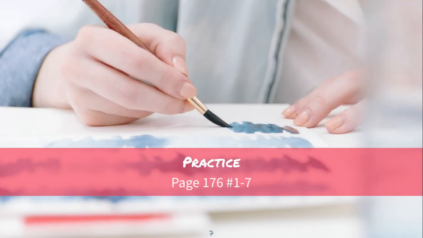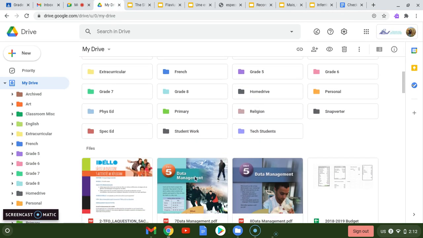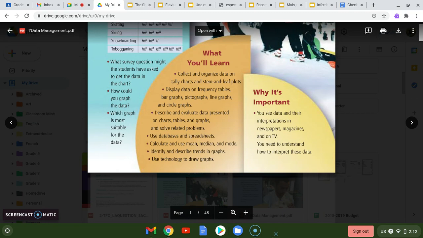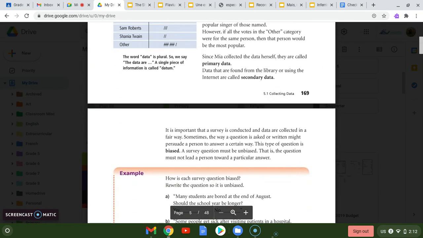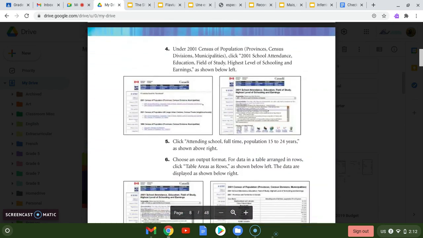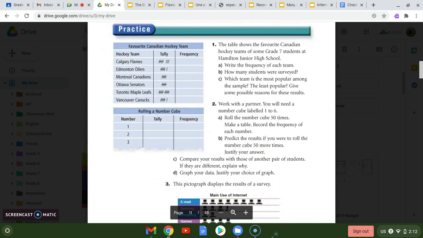So what you're going to practice with this stuff, page 176, numbers 1 to 7. Now if I can quickly open up that textbook page. We will do number 1 together. Here we are, number 1.